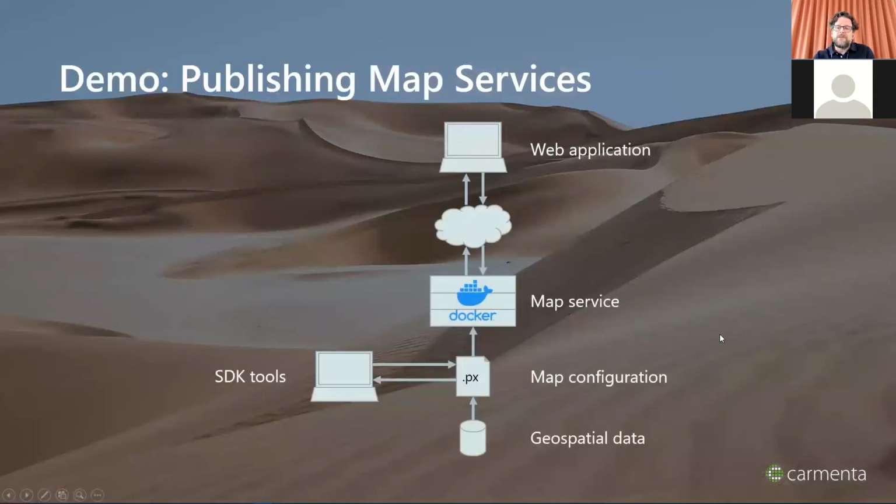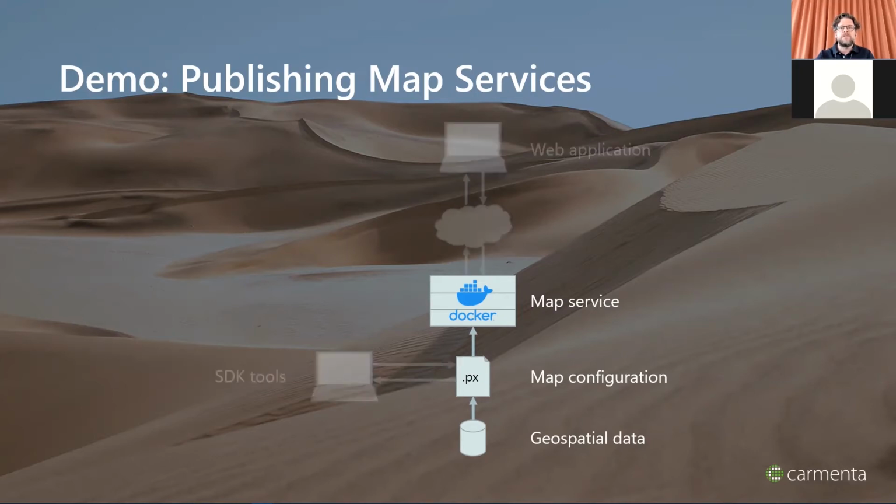So let's have a look now at how we start a Commenta Server Core in a Docker container and how we publish the map configuration that we are going to use as a map service. So this corresponds to these parts of our scenario.